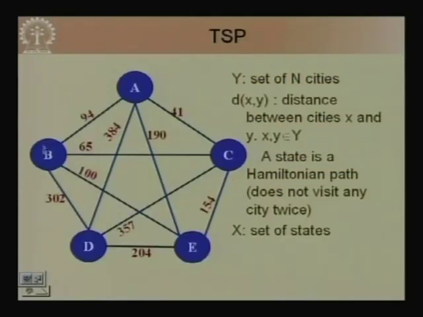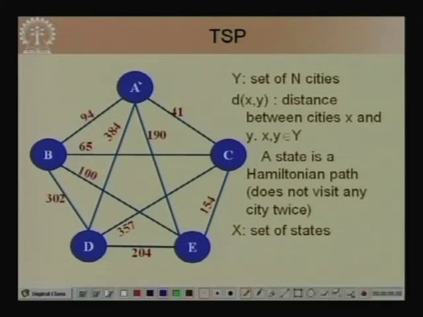Now, this is how we will represent the traveling salesperson problem. This is the map, a graph corresponding to the traveling salesperson problem. A, B, C, D, E are the different cities. There are roads connecting some of these cities. For example, the distance between city A and B by the direct road is 94 units. Distance between A and D is 384 units, distance between A and E is 190 units, and so on.